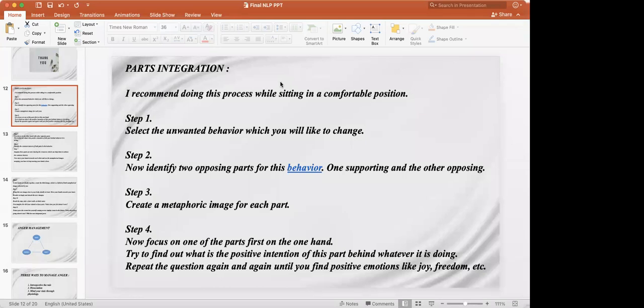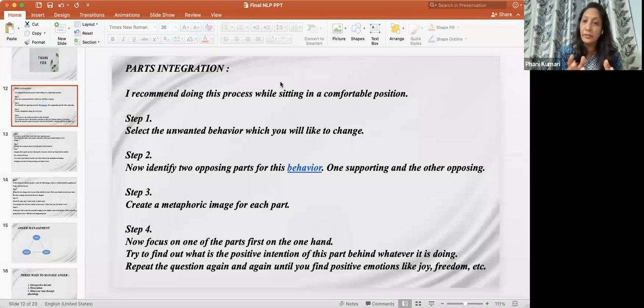Now, parts integration can be used in different ways: to identify your memories, to frame your goals, right? To motivate yourself, to take the decisions in a right way. So in different forms, we can use this parts integration, right? Now I want to go with this parts integration with a demo.